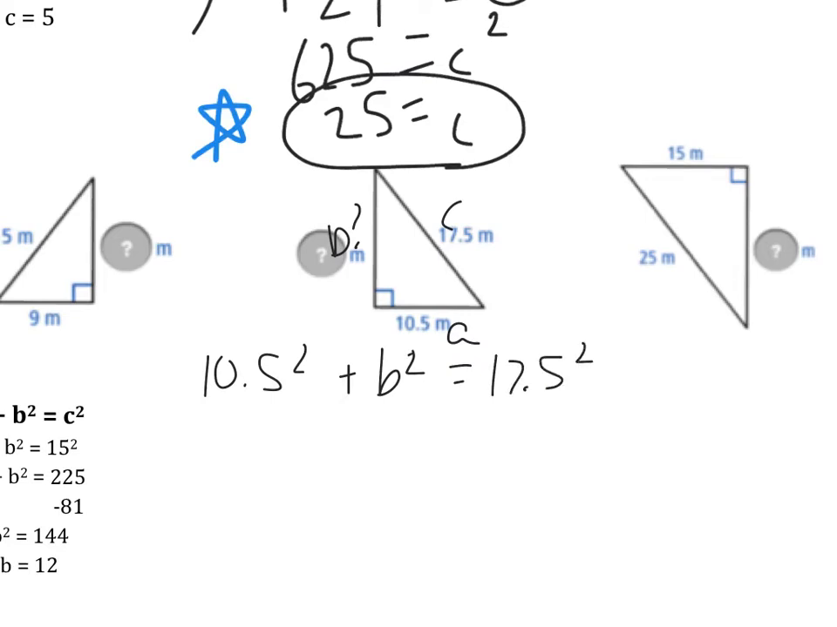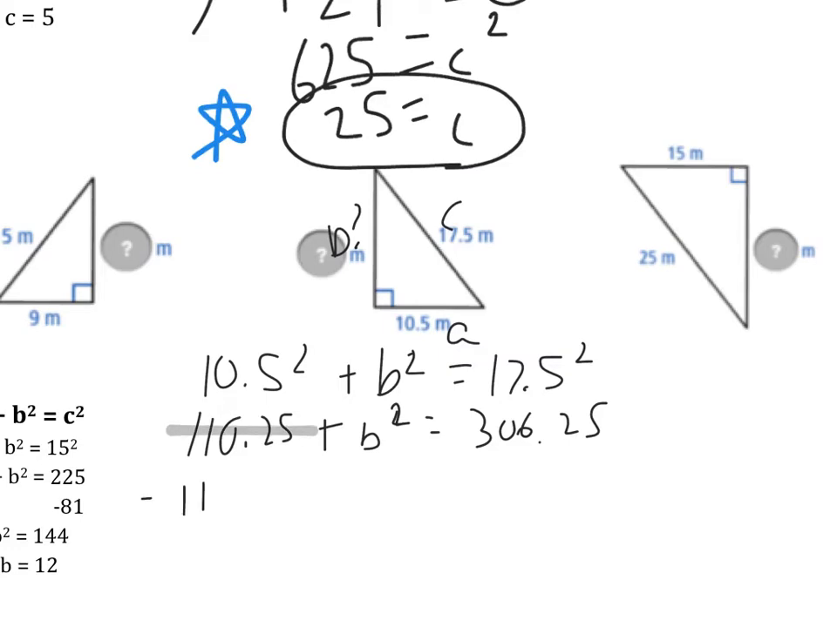Okay, so here it's a little bit different. I can't just add these together in my calculator. I don't know what B is, so I can't do 10.5 plus B squared in my calculator. I have to solve this algebraically. So 10.5 squared is going to give you 110.25 plus B squared equals 17.5 squared, which is 306.25. Now algebraically, I need to get rid of the riffraff here, so I need to get rid of this right here. So how do I do that?